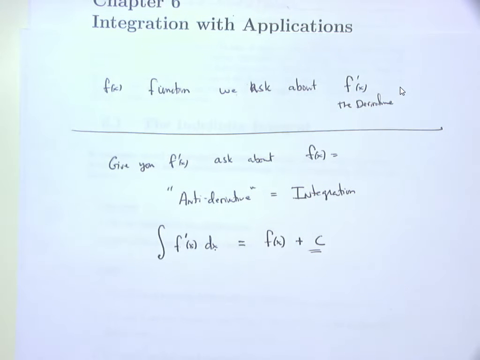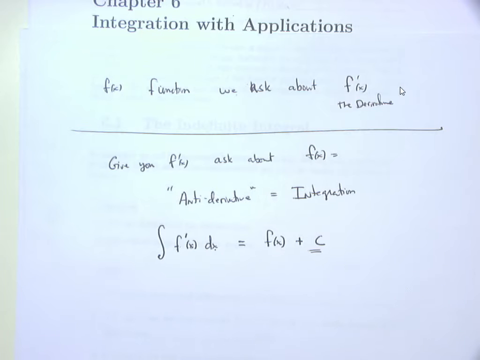C is called the constant of integration, because here's my problem: we're going in reverse. So what we're saying here is this. The derivative of what is 2x? What do I need to take the derivative of to get 2x? Think about it. x squared. The derivative of x squared is 2x, right? So the antiderivative of 2x is x squared.